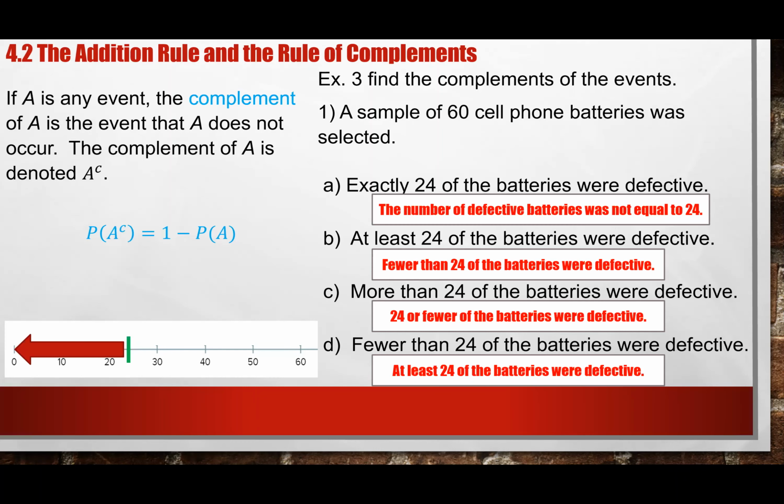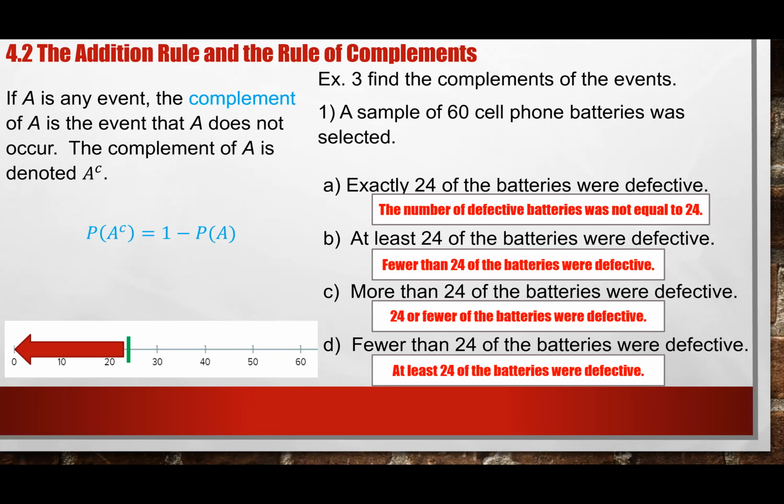Can you just briefly go through them again? You said A doesn't include the 24. No, A only includes 24. Exactly 24 means there's no other number except 24. So the word exactly means you only include 24. That's it. So the complement of that means everything else except 24, the complement of exactly 24.